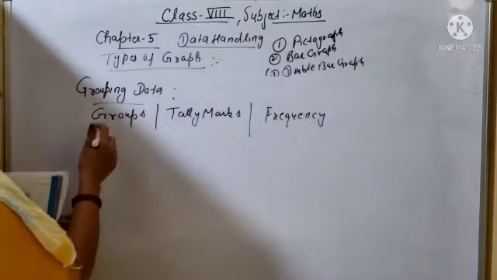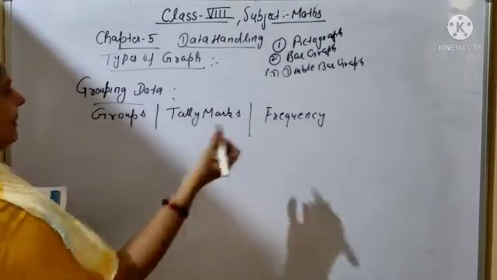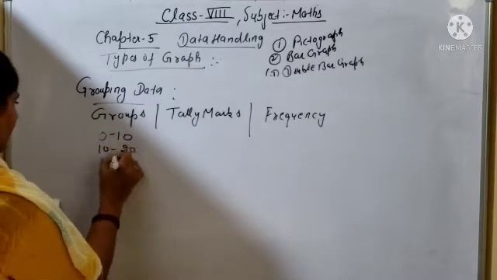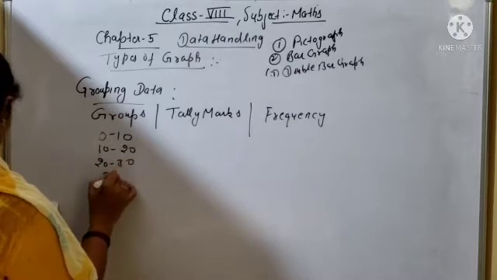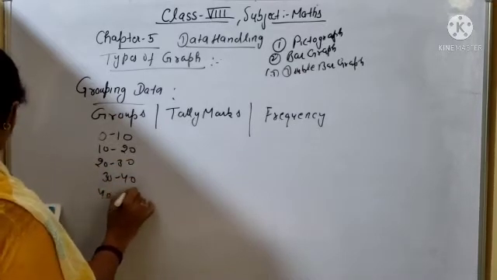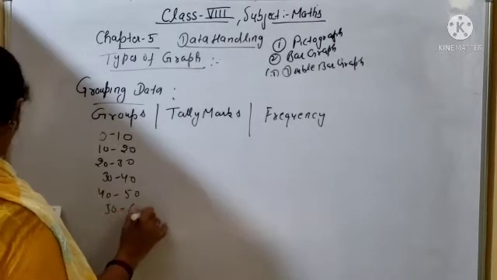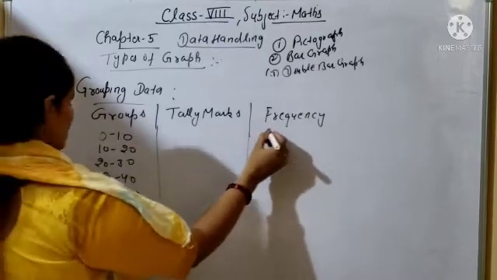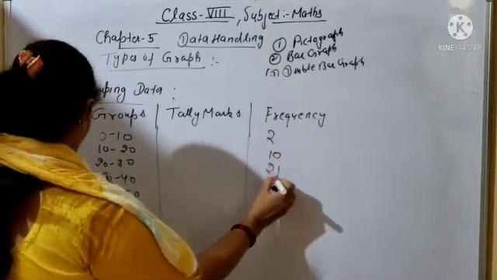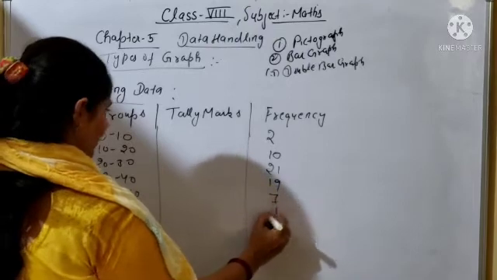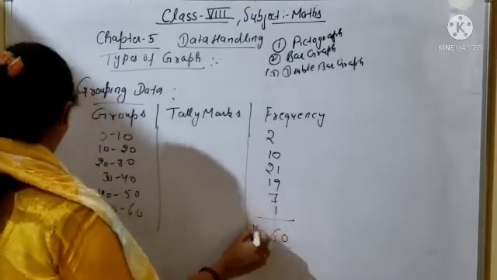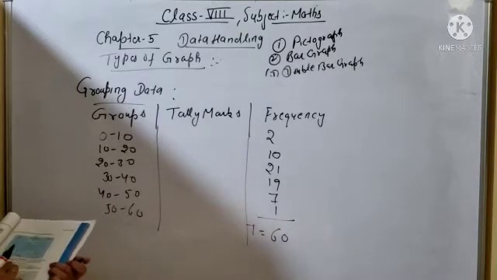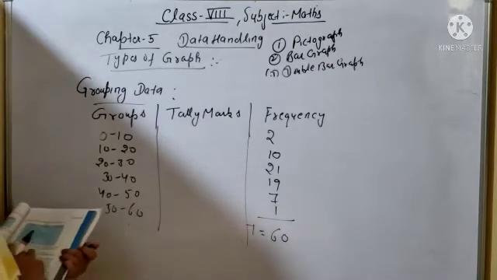And for grouping data, how will you make the table? First you will make the groups, tally marks and frequency. Like that, 0 to 10, 10 to 20, 20 to 30, 30 to 40, 40 to 50 and 50 to 60. Clear? After that tally marks and frequency. So what is the frequency of 0 to 10? 2, 10, 21, 19, 7, 1 and the total is 60. Clear? So this is a grouped frequency table. After that you can say most of the students have scored between 20 and 40. These are the questions.